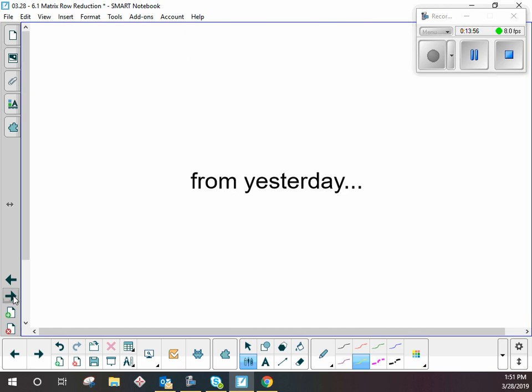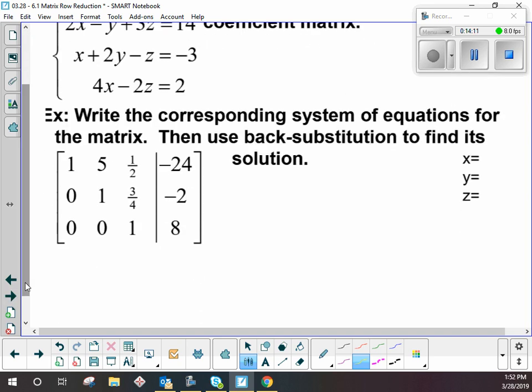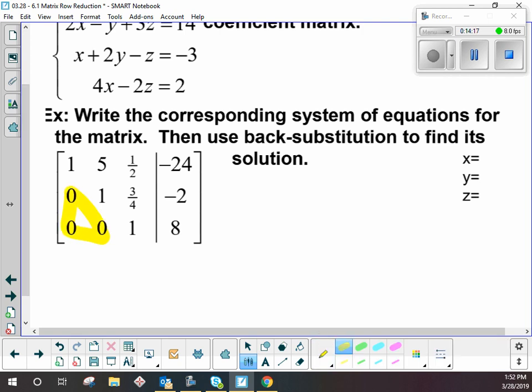Okay, and I just went from yesterday. So by the way, the screen I'm about to show you is from yesterday. It's not on your notes today. Please don't yell at me. Where is it? Because it's not on your notes today. It's from yesterday. We did this problem yesterday in our notes. The triangularization was already done for us. So the only extension we're doing on today's lesson is figuring out how to do that ourselves.